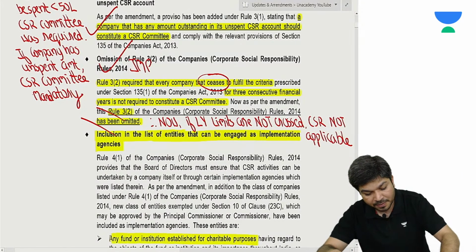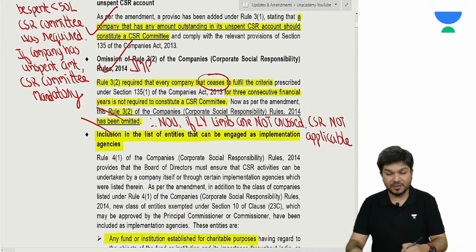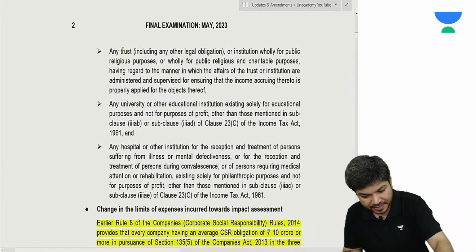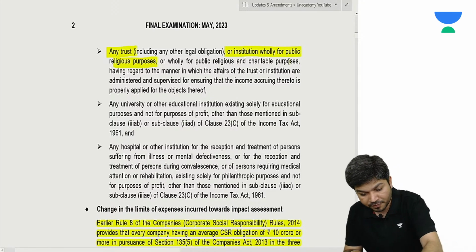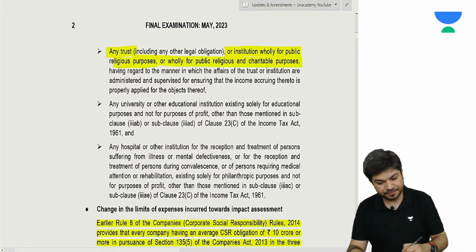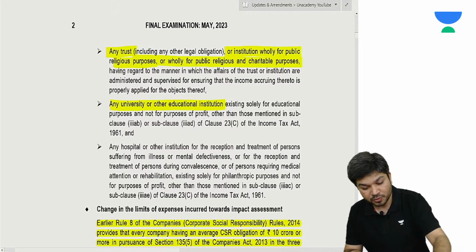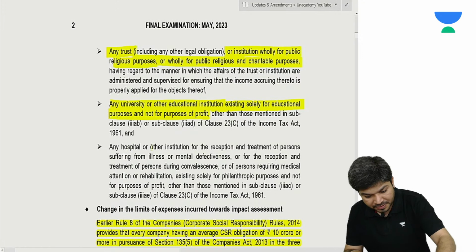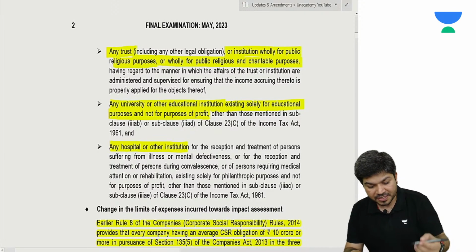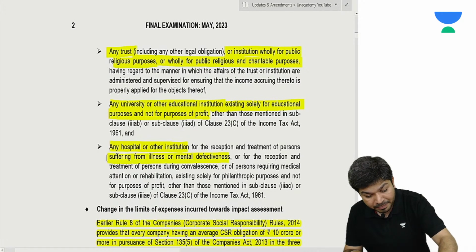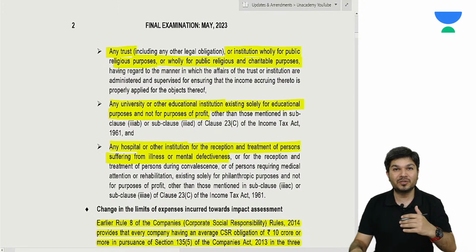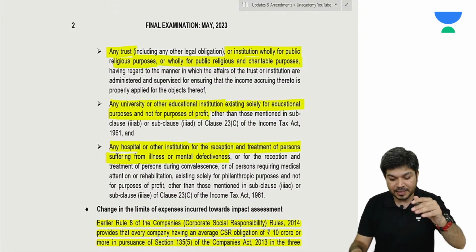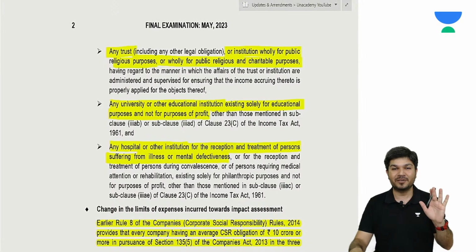Any fund or institution established for charitable purpose. Then any trust or institution wholly for religious purpose or for religious and charitable purpose. Any university or educational institution solely working for educational and not for profit. And any hospitals or other institution which are basically for treatment of suffering of illness or mental defectiveness. So I can do it myself or I can do it through implementing agencies. What is covered under implementing agency? That is given. Are you clear?